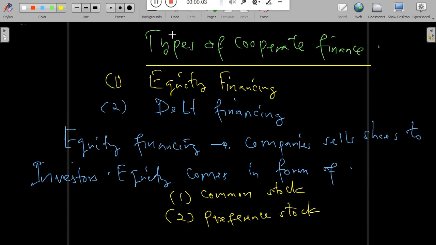Let's talk about the types of corporate finance. We have two types of corporate finance: equity financing and debt financing. Equity financing involves a company selling shares to investors. The company can raise financing through equity issuance or obtain it from retained earnings. Equity comes in the form of common stock and preference stock. Common stock is a class of stock that represents ownership in a corporation, whereas preference stock refers to shares of a company's stock with dividends that are paid out to shareholders before the common stock dividends are issued.